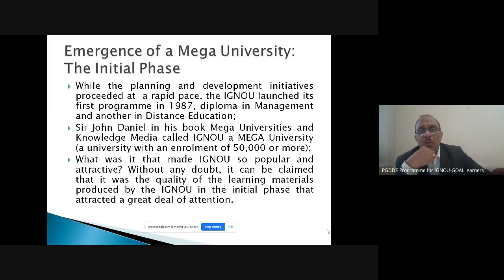What are those 2 programs? That's the Diploma in Management and Diploma in Distance Education, because the Diploma in Management was in demand. That's how many people wanted to do the Diploma in Management, so they started.